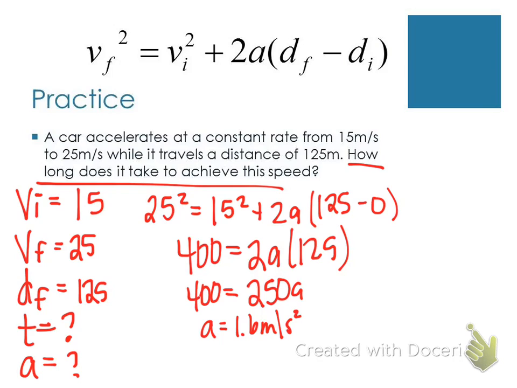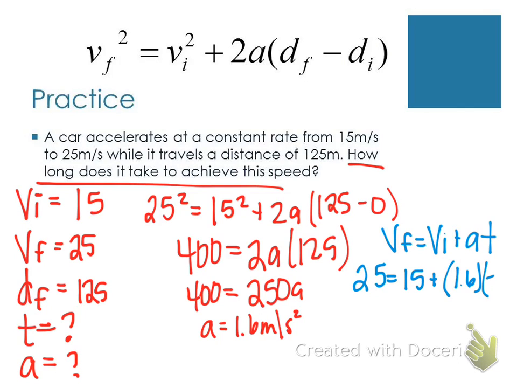So now which equation can we use to solve for time? The first one, yeah, use the simple one. Use the easy one. So we'll use VF equals VI plus AT to solve for time. Our velocity final is 25. Velocity initial is 15. 1.6 times time.